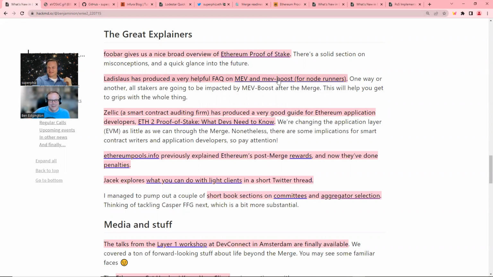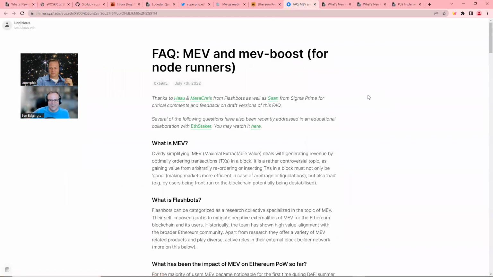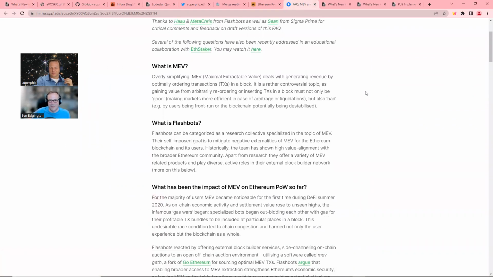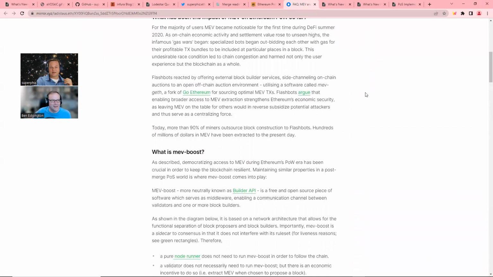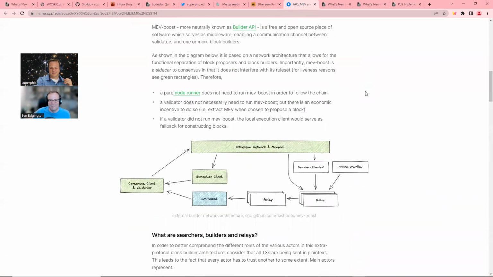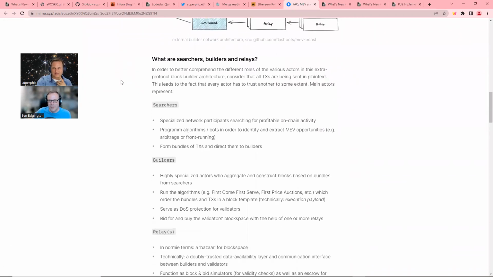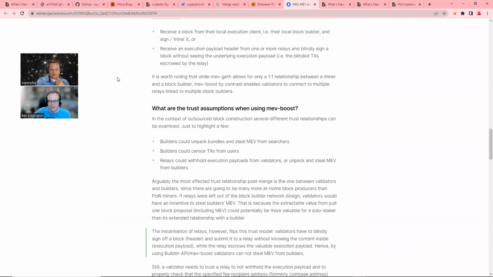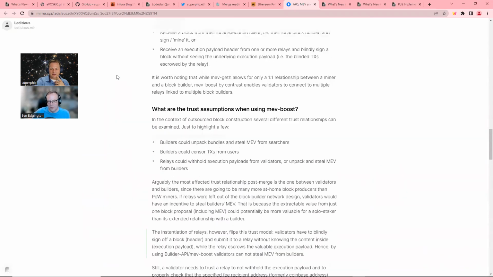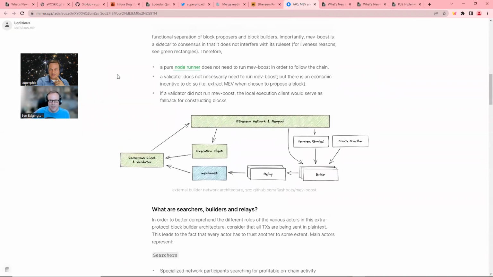And Ladislaus, MEV-Boost. Ladislaus, known as Ladidan on Twitter, I think, and Reddit. I met Ladislaus at DevConnect, and what a lovely guy. We had just such a nice conversation. So yeah, big fan. He picks up this MEV-Boost thing and goes through all of the background. It's an FAQ on all of the background, what it means for stakers coming, and all of that. So yeah, thoroughly recommend getting familiar with the material here if you are validating on Ethereum.